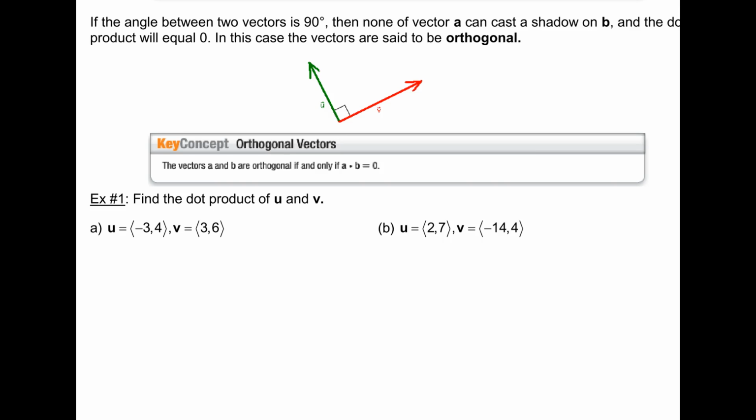You're orthogonal. So repeat after me. Orthogonal.